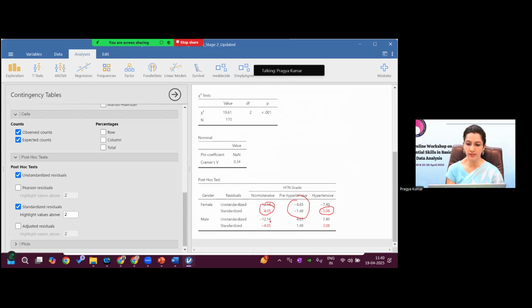And the same will be for male also, but with the negative sign, opposite to the female. If the female is minus, then it will be plus. So you can say that in the normotensive and gender and the hypertensive and gender, all these 4 cells, the standardized residual was greater than 2, and this is responsible for shifting the chi-square or making the chi-square value significant. So this is known as the post hoc test.